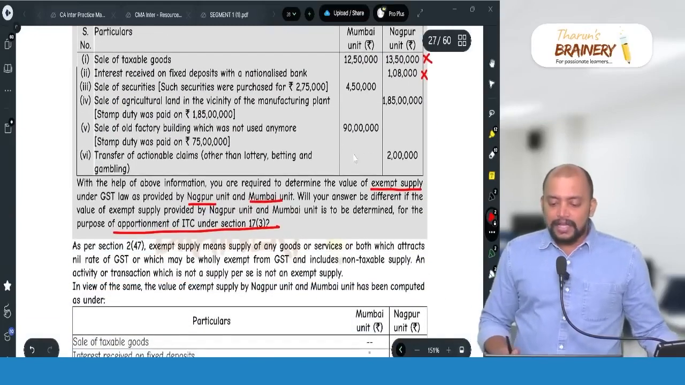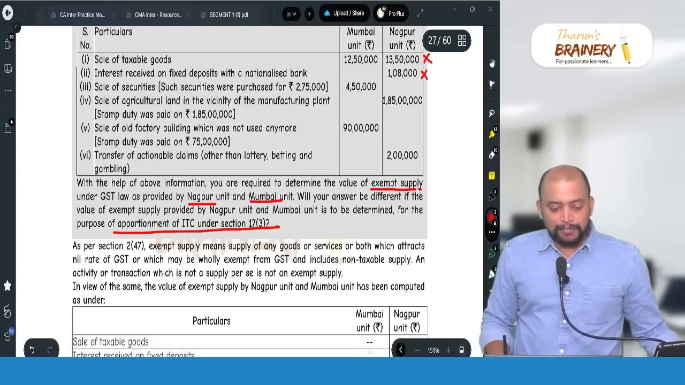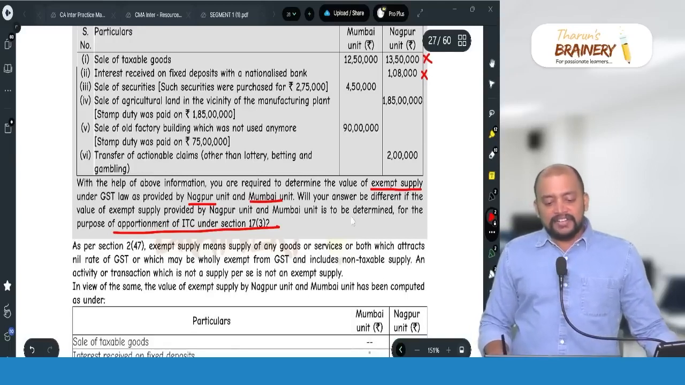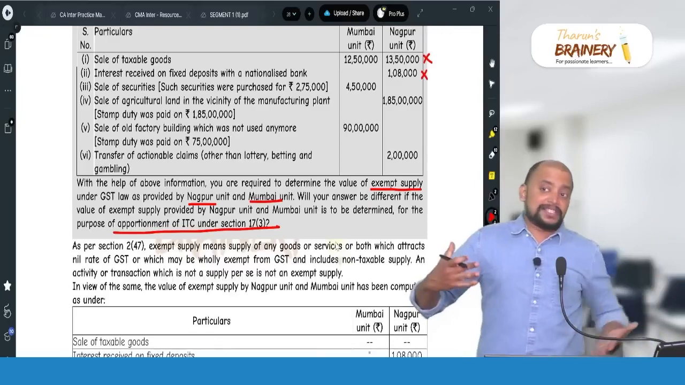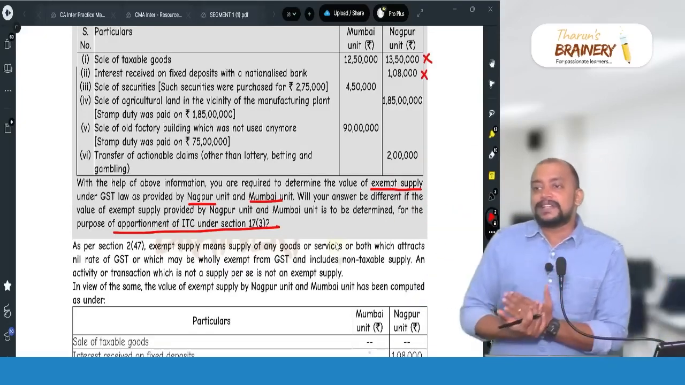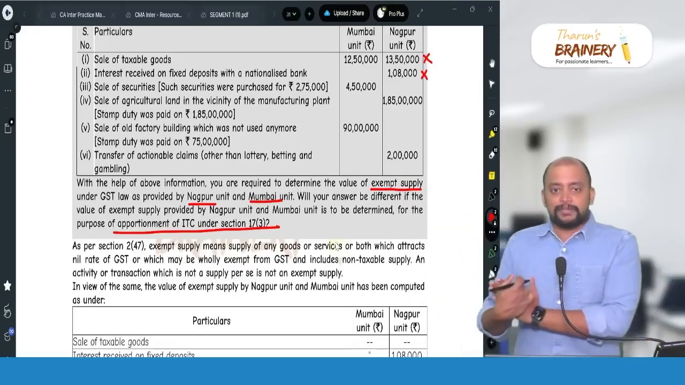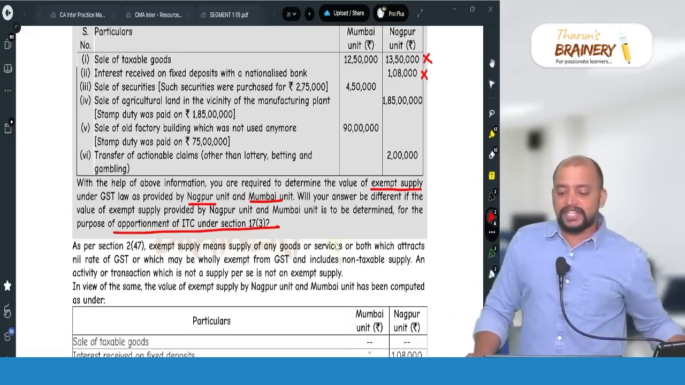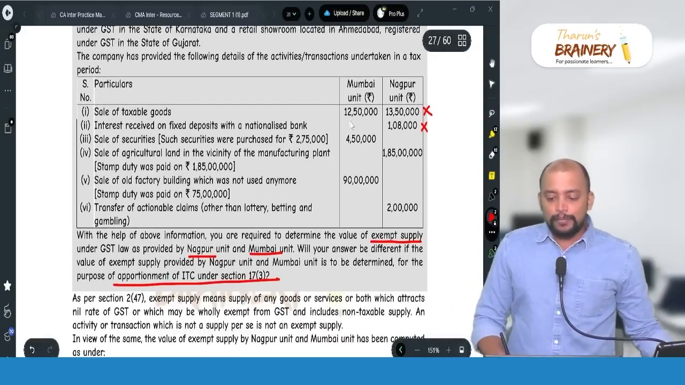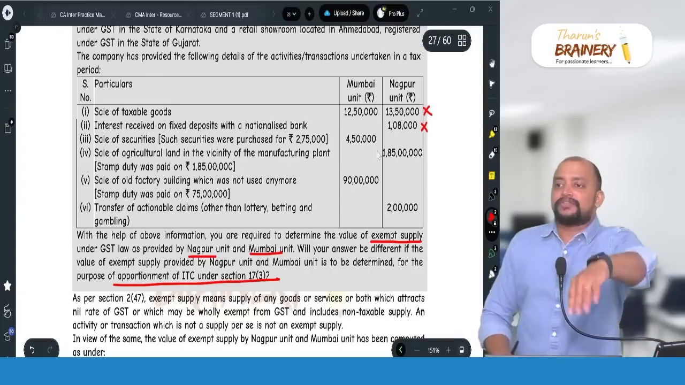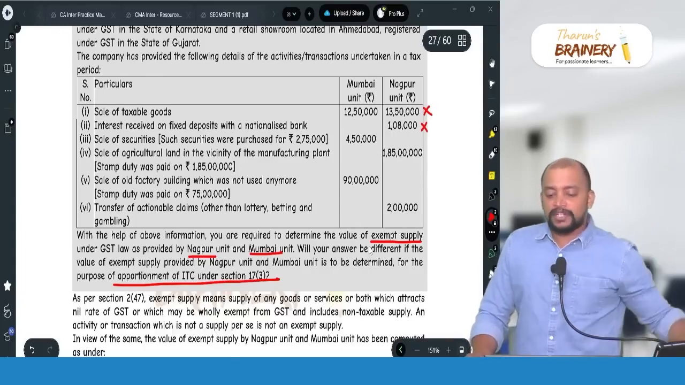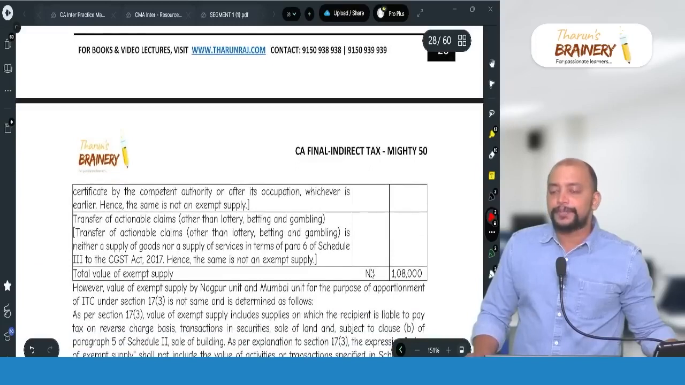And determine the value of exempted supply. Will your answer be different if the value of exempted supply is determined for the purpose of apportionment of ITC? First what we did is the meaning of exempted for apportionment of ITC. Now the meaning of exempted for payment of GST: in case of Mumbai unit, 12,50,000, 4,50,000, 90,00,000, all these are not exempted. So for Mumbai unit, it is zero.